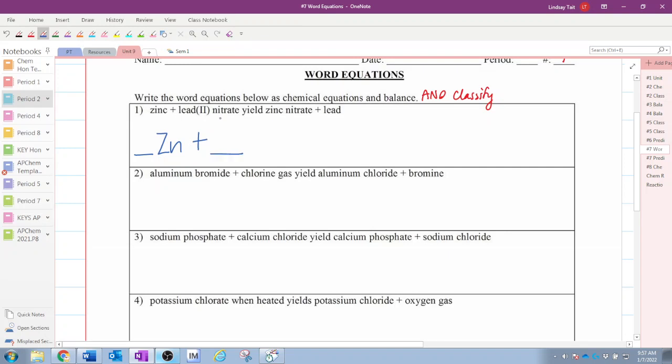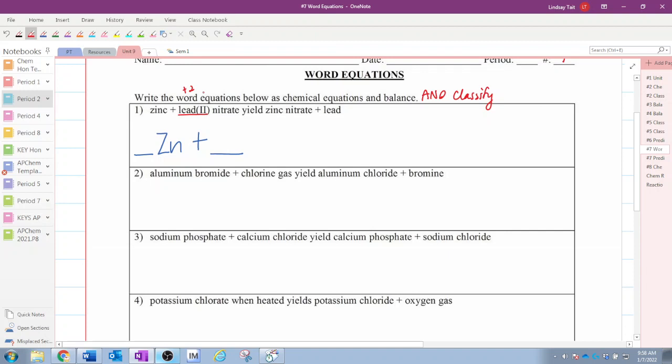All right, so then, lead 2 nitrate. That's got a metal. This is an ionic compound. It doesn't have any prefixes in it. We have to do crisscross. That means I need the charges of both ions. What is the charge of lead 2? Guys, remember the Roman numeral is the charge. So the charge of lead 2, I'm just going to write it up here, is 2.